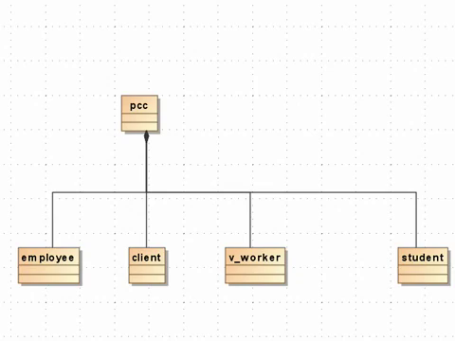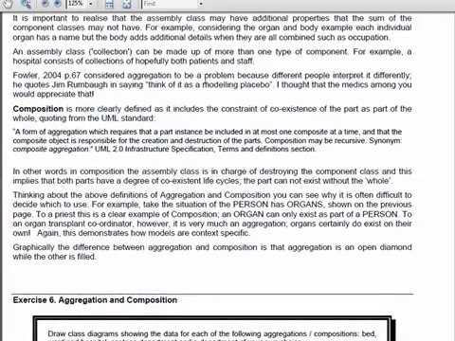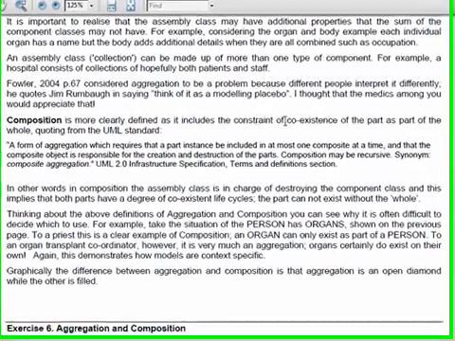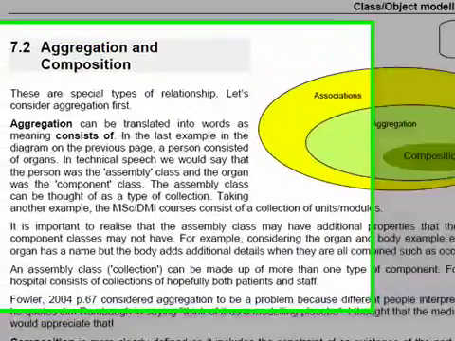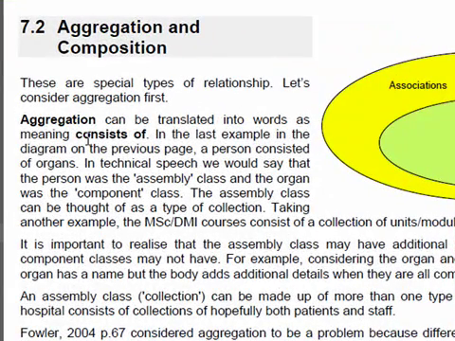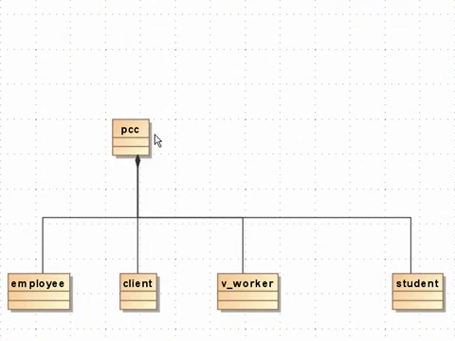Let's remind ourselves what composition is. Going back to our document, composition includes the constraint of coexistence. And if you look at the top of that page, you can consider aggregation composition as consists of. So what we're saying is a PCC, its primary care centre, consists of employees, clients, voluntary workers, and students.